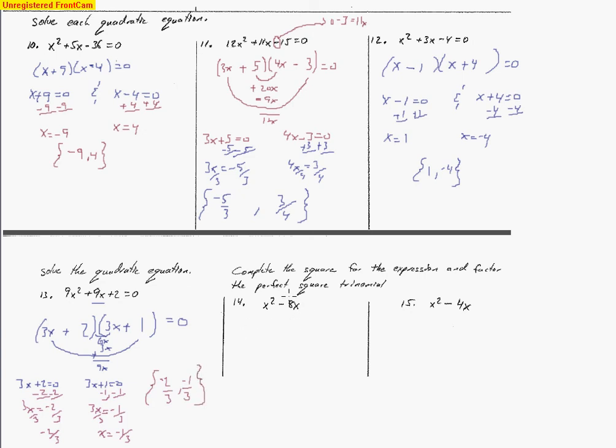Here they're asking us to complete the square for the expression and factor the perfect square trinomial. So let's see what we get here. So x squared minus 8x. What do we have to add to both sides? Well, take this negative 8 and divide it by 2. Take half of it. It makes negative 4. Take that negative 4 and square it, and that gives you 16.